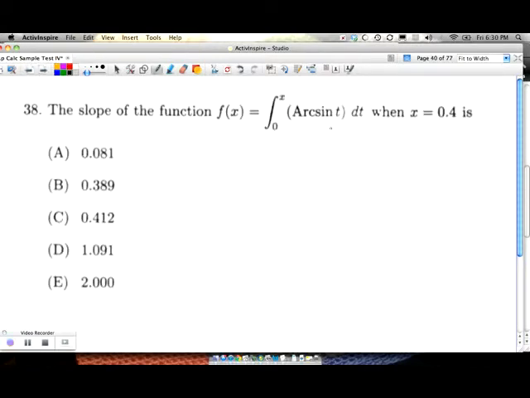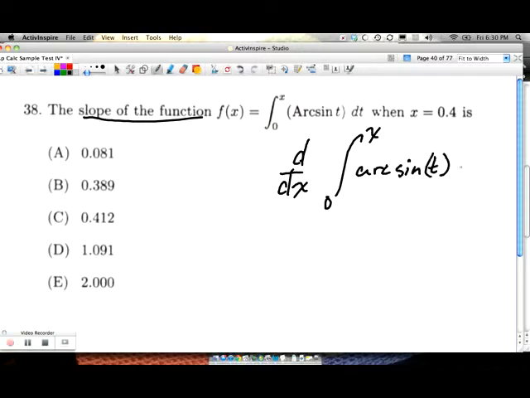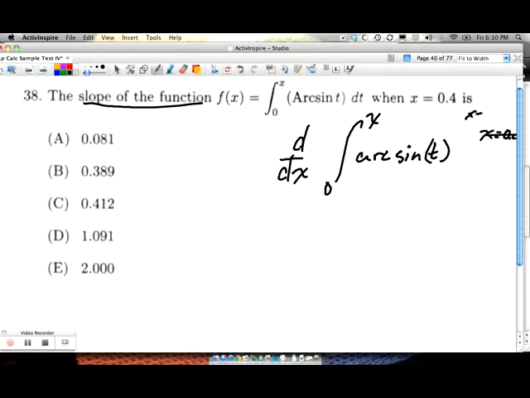Whoa, this is interesting, because they say this differently than what we're used to. It says the slope of the function. What's the slope of the function? Well, that's the derivative. And the derivative of the integral from 0 to x of arc sine of t when x equals 0.4. That means that we're trying to find f prime of 0.4.